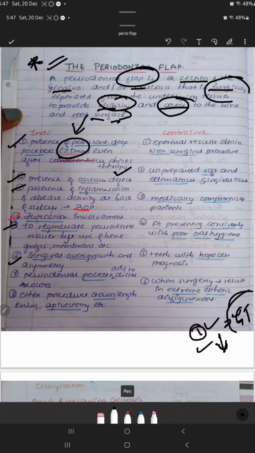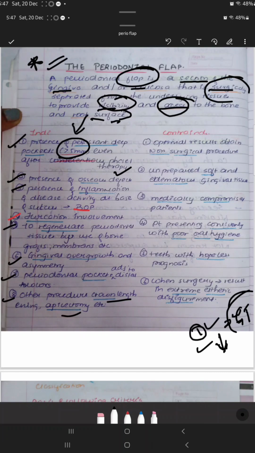Next, for gingival overgrowth and asymmetry, if there is any asymmetry we can raise the flap. If there are periodontal pockets distal to the last molar, we will raise the flap and clear the pocket lining. Any other procedures such as crown lengthening, apexectomy, also we will need to raise the flap.